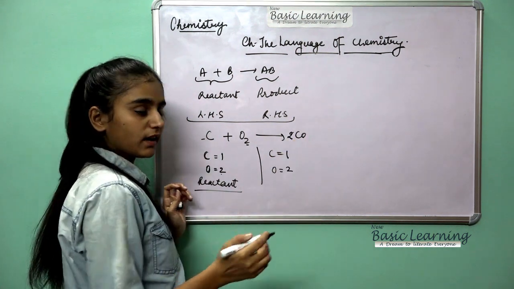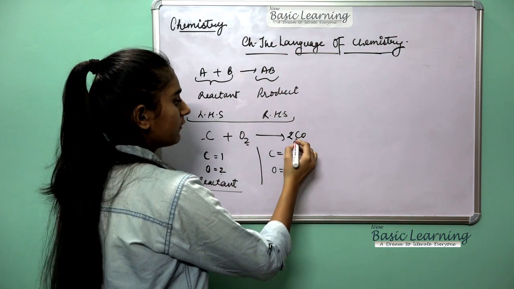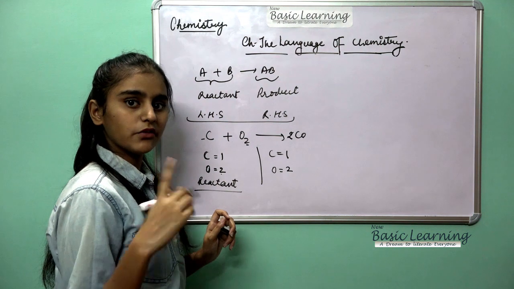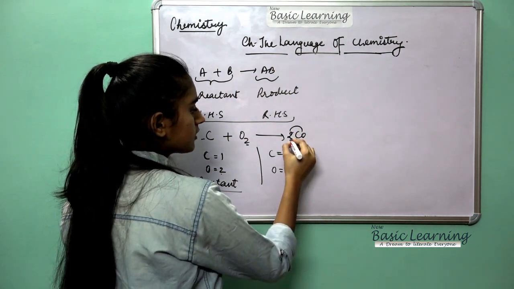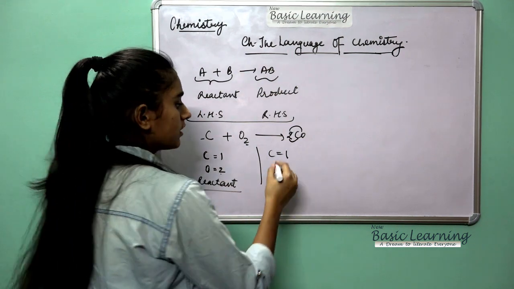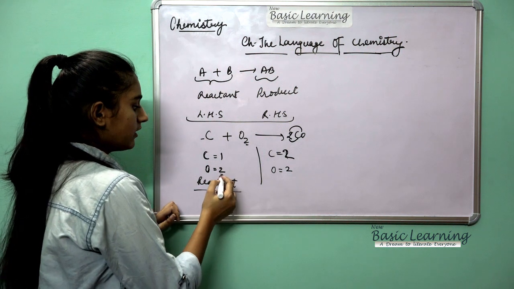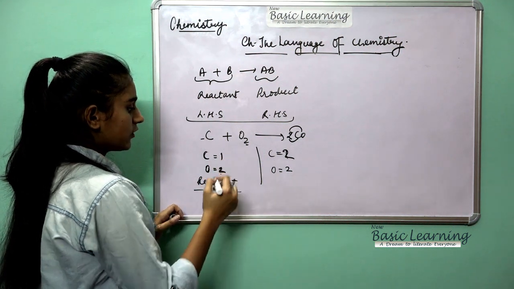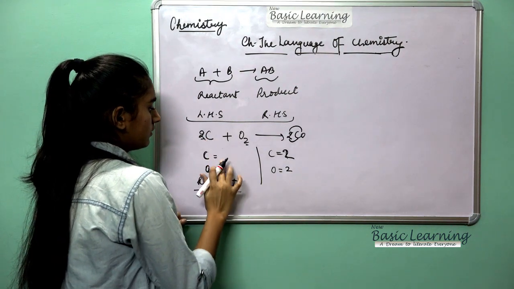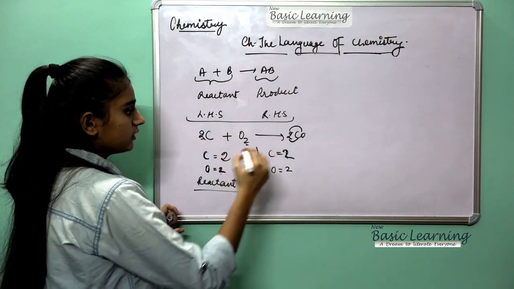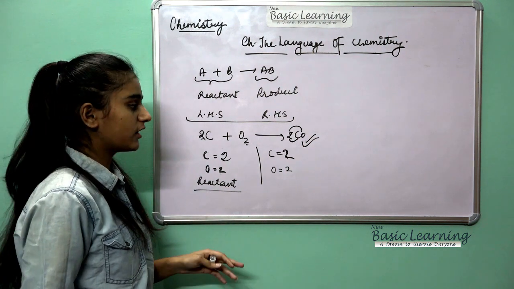It is not that the 2 nearby the C means the number of moles is 2 only for C. At the same time this applies to both C and O. So the number of moles for C becomes 2 and O also becomes 2. Here the number of moles for oxygen was 2 but here 1. So we will add 2 here also. Now the equation is balanced. This is the hit and trial method.